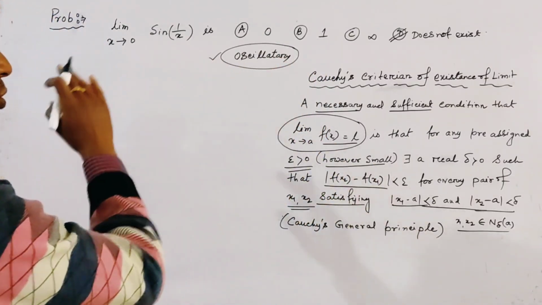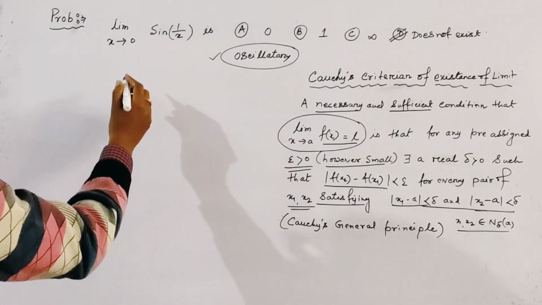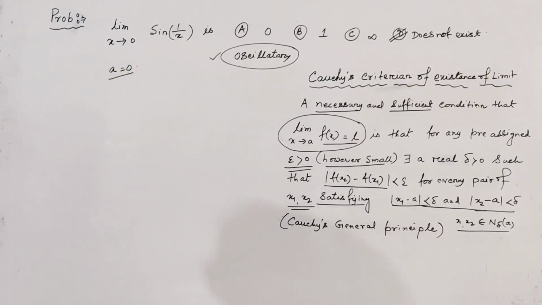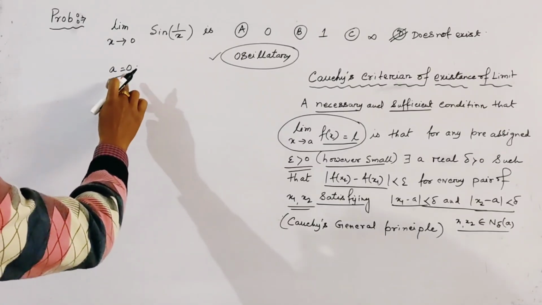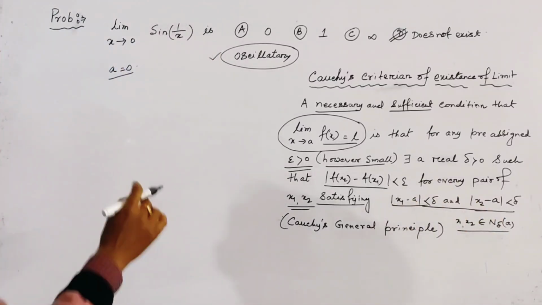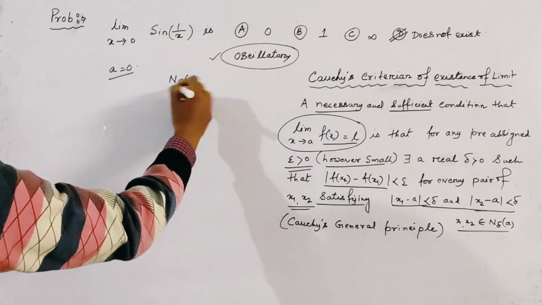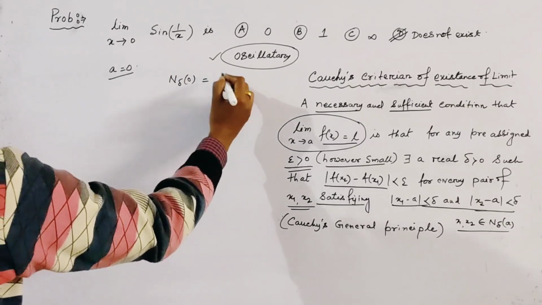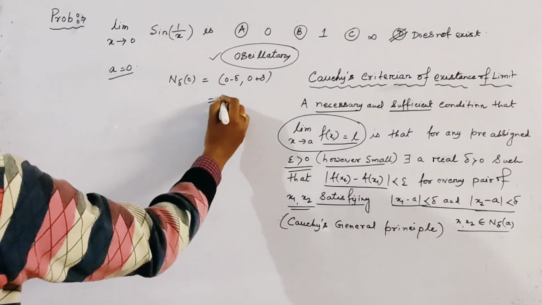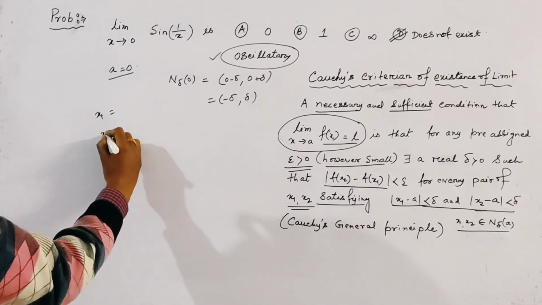Now, how do we solve this problem? Here we first let a equal to 0. So we take two points near 0, because we have to find two points x1, x2 in the neighborhood of a, that is, in the neighborhood of 0. We consider the delta neighborhood of 0, which is given by 0 minus delta to 0 plus delta, that is, minus delta to plus delta. And consider two points x1 and x2.